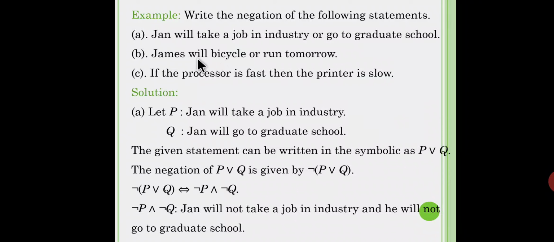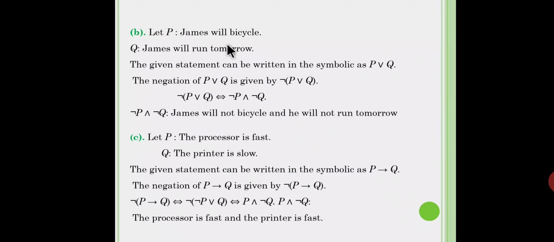The second one is: James will buy a bicycle or run tomorrow. We write this compound statement as two atomic statements. Let P be James will buy a bicycle and Q be James will run tomorrow. The given statement can be written in symbolic form as P or Q. The negation of the statement is negation P and negation Q. So the compound statement of this negation is: James will not buy a bicycle and he will not run tomorrow.